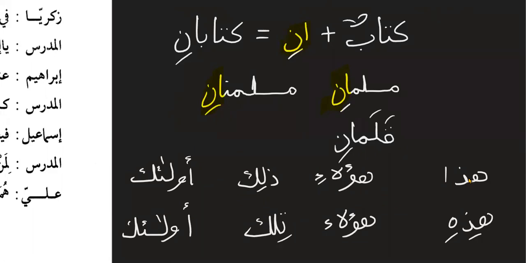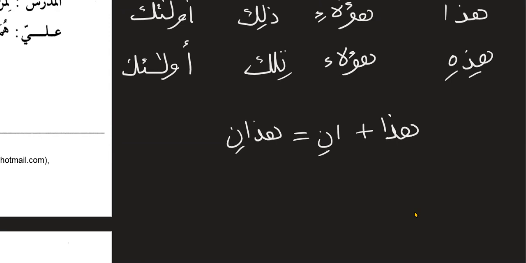So we're looking now for the dual of هذا. So all we do, we have هذا plus ألف and نون equals, anybody? هذاني. So we say هذاني. For example, هذاني قلماني. These are two pens.